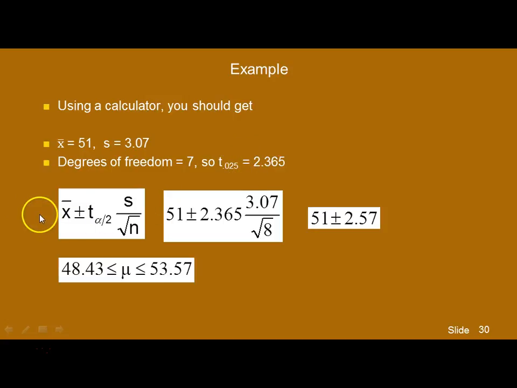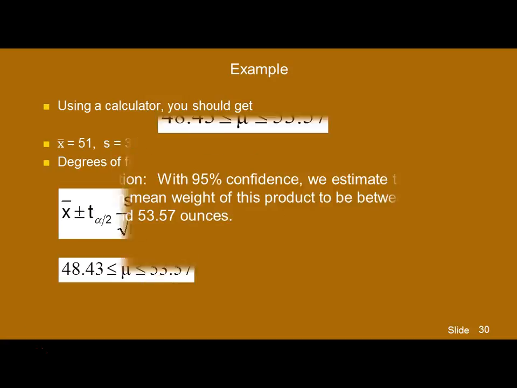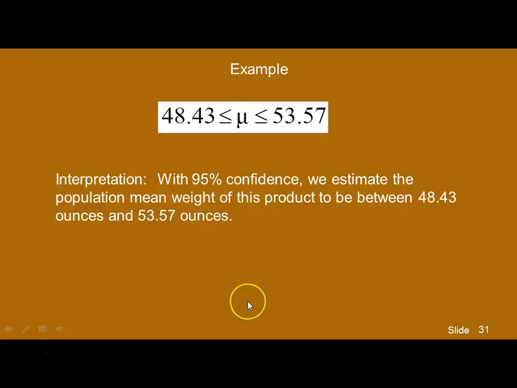Plug everything into our formula. 51 plus or minus 2.365 times 3.07 over the square root of 8. When you work it all out, you'll get a final confidence interval from 48.43 to 53.57. Our interpretation then: with 95% confidence, we estimate the population mean weight of this product is somewhere between 48.43 ounces and 53.57 ounces.